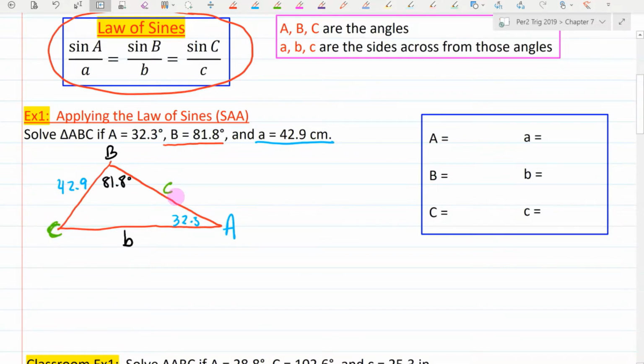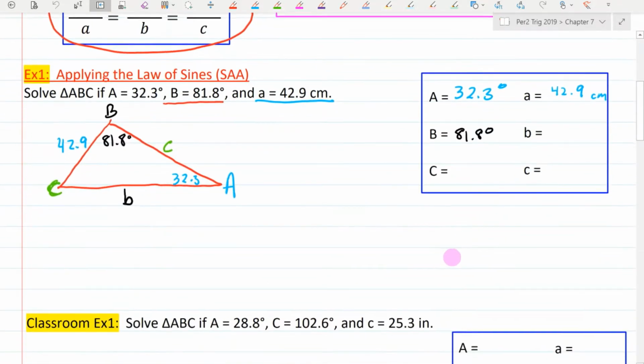All right, so let's fill in everything that we know. A is 32.3 degrees. Angle B is 81.8, and side a is 42.9, and that's centimeters. I'm not going to be super picky about the units. I'm actually going to leave them out when we go to do quizzes and stuff, just so that I can focus you on doing the work. Of course, on word problems, the units are very important.